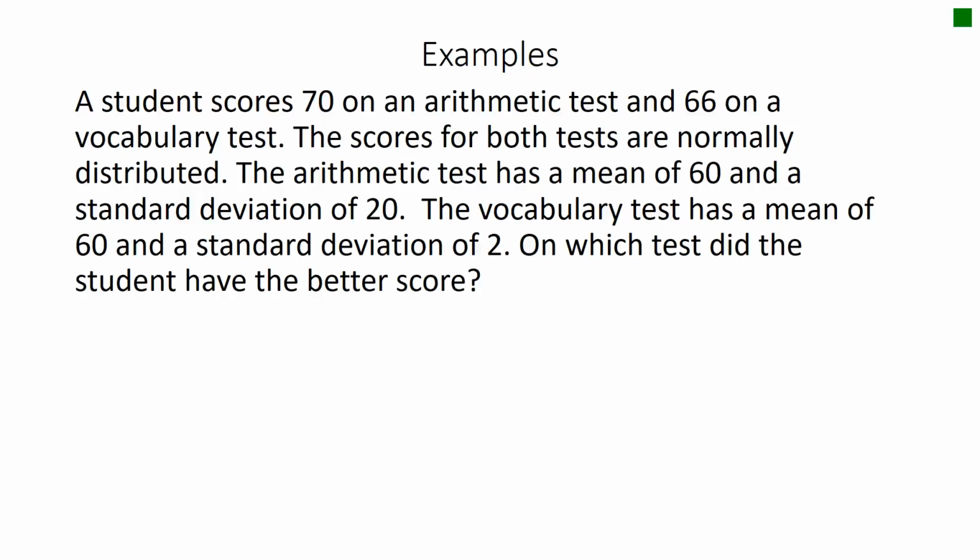A student scores 70 on an arithmetic test and 66 on a vocabulary test. The scores for both tests are normally distributed. The arithmetic test has a mean of 60 and a standard deviation of 20. The vocabulary test has a mean of 60 and a standard deviation of 2. On which test did the student have the better score?